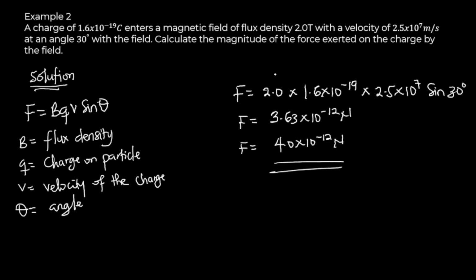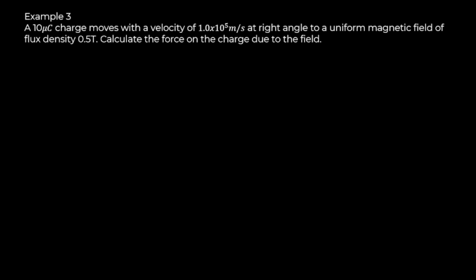Let's look at another example. A 10 microcoulomb charge moves with a velocity of 1.0 times 10 raised to the power 5 meters per second at right angle to a uniform magnetic field of flux density 0.5 Tesla. We are to calculate the force on the charge due to the field. So this is simple. It's just like the previous example that we did.